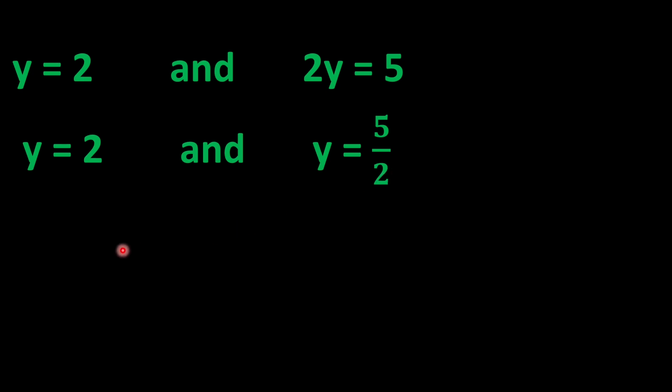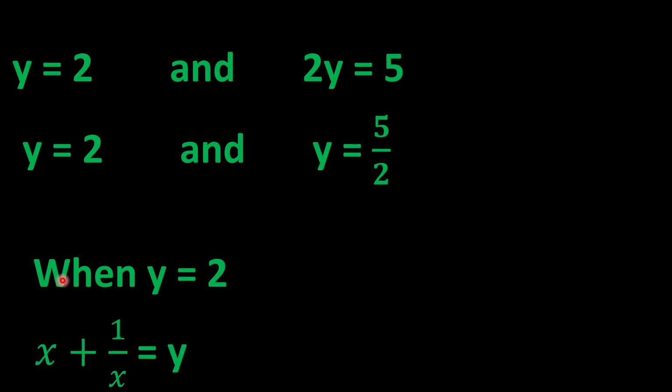And now, according to our supposition, we have supposed x plus 1 over x equal to y. So now, when we have y equal to 2, we will solve this. We will put y equal to 2 in this equation, and then we will solve it. So x plus 1 over x equal to 2. Now we will take x as LCM over here.